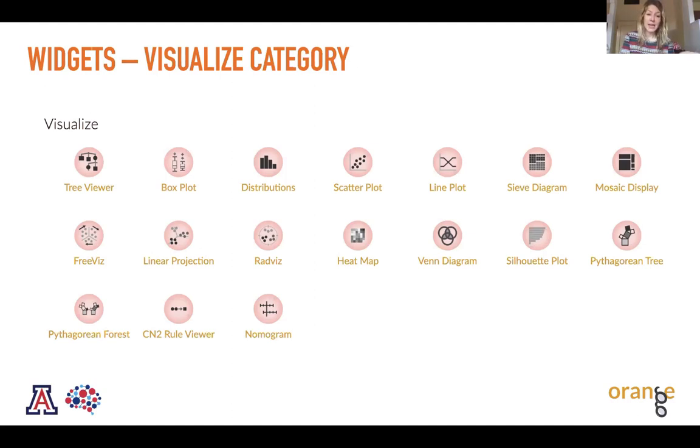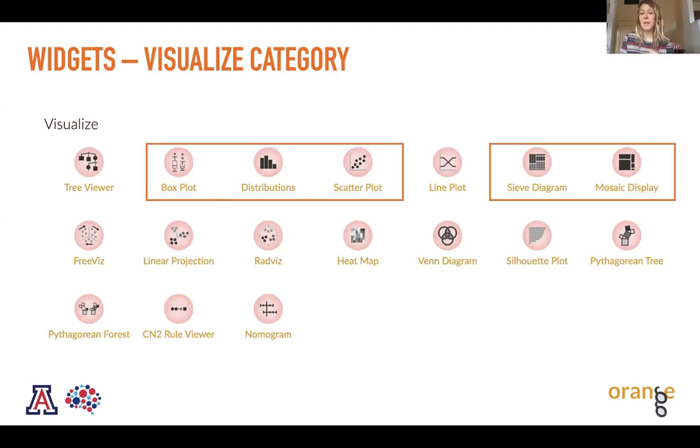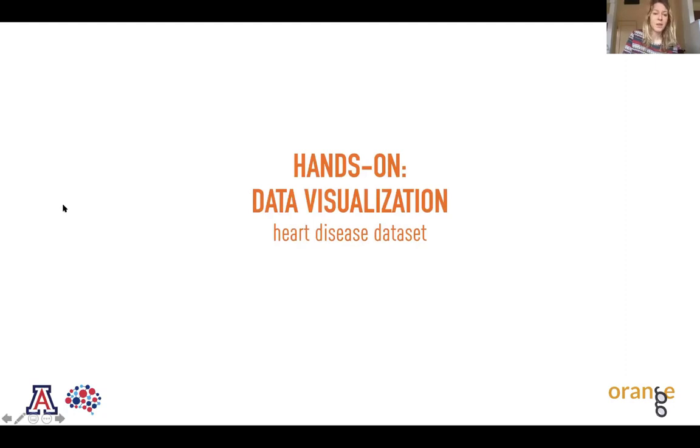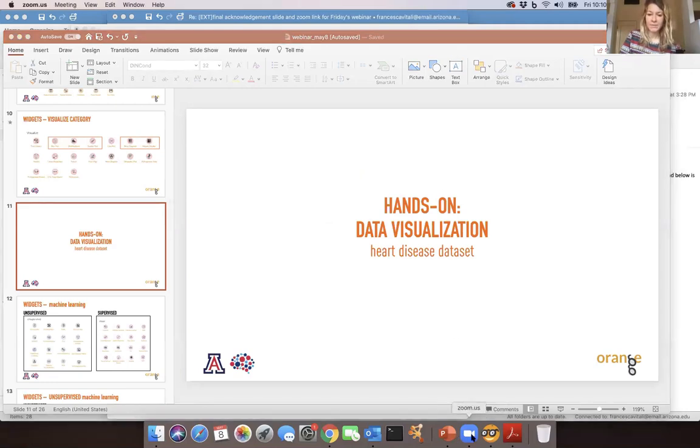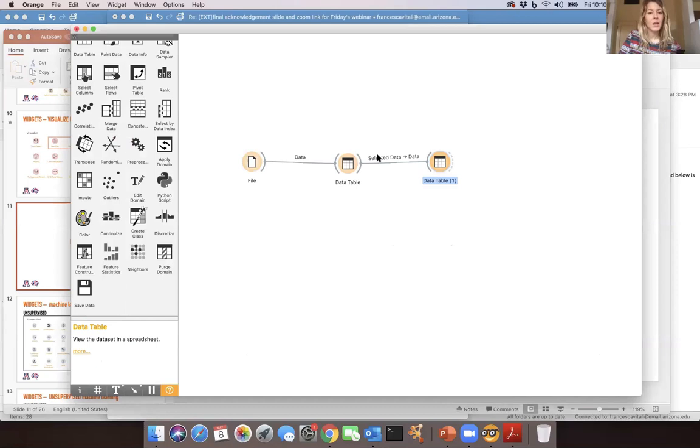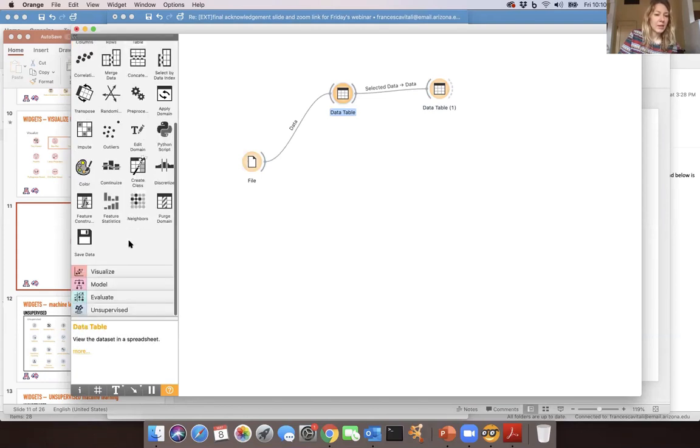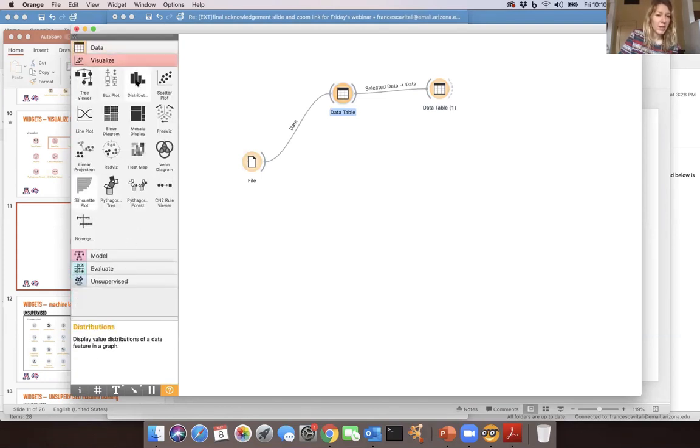And the visualize category, instead, contains widgets for visualizing your data. So the most common plots like box plot, distribution, and scatter plot, but also more advanced visualizations like mosaic display that I'm gonna show you now in one example. So we're still using the heart disease dataset. And it's here. For example, in the visualize category, as I said, we can drag the distribution and the box plot. And we can directly connect them to our data.